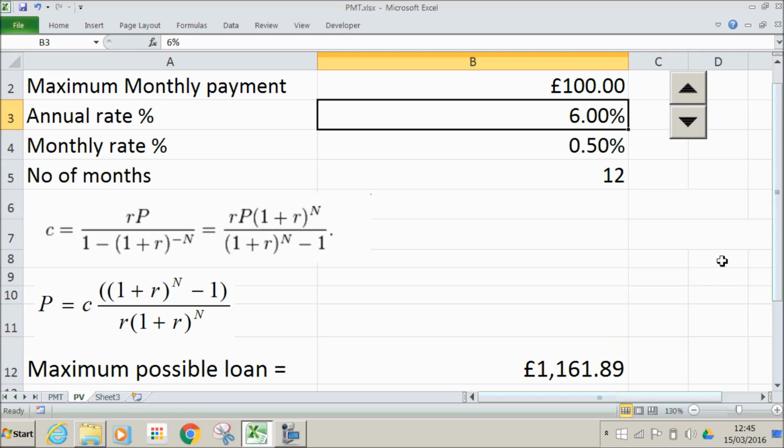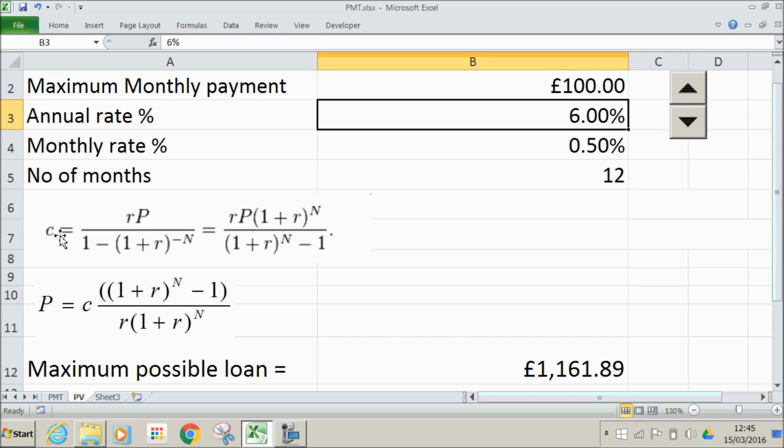I want to borrow some money and pay back the amount borrowed plus interest over a period of 12 months. I want each monthly repayment to be the same, and I want to calculate the maximum amount I can borrow for any given monthly payment. So for example here, my monthly payment is £100, 12 payments of £100. This would mean I could borrow £1,161.89. So how is this calculated?